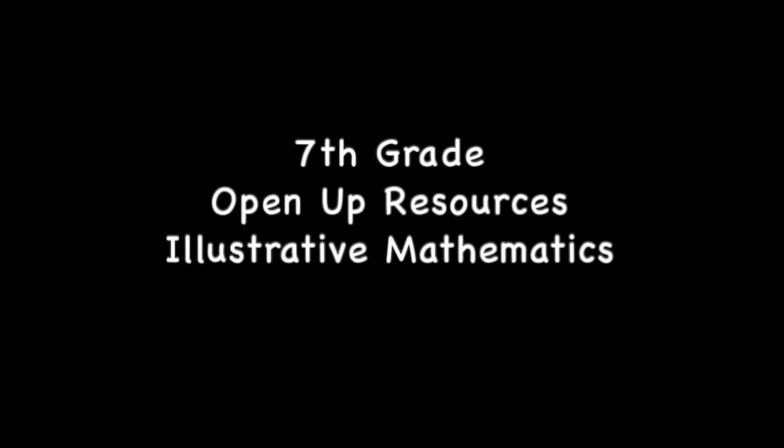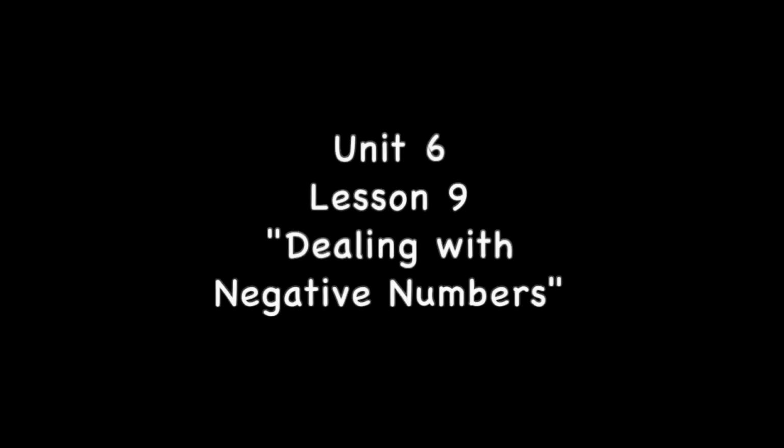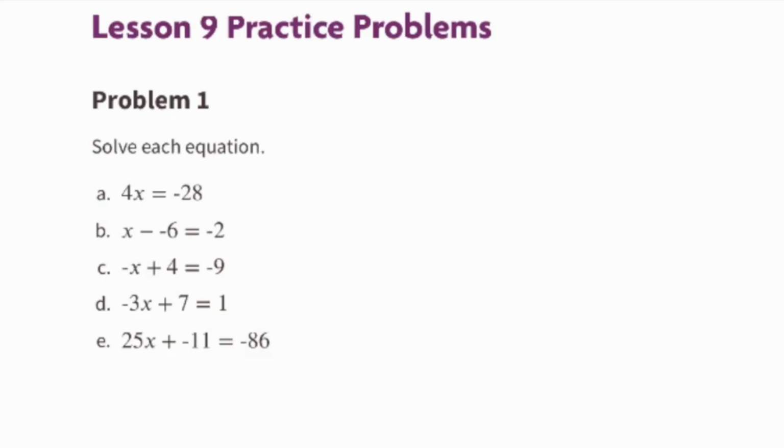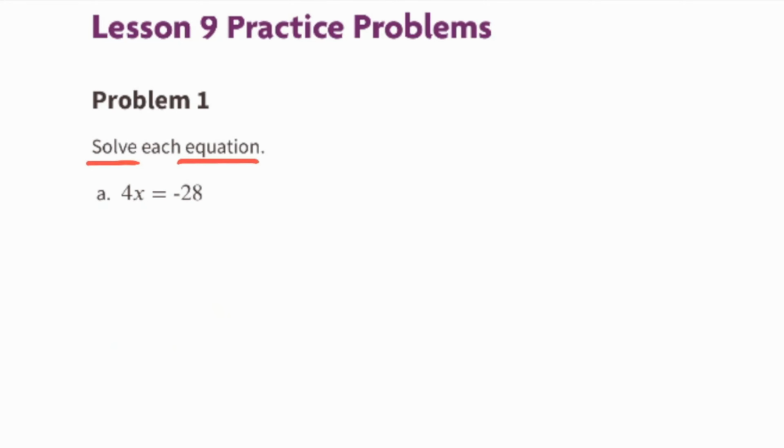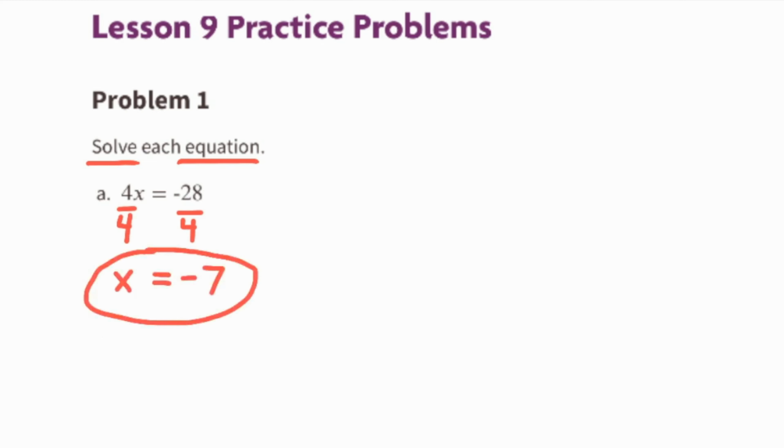Seventh grade Open Up Resources Illustrative Mathematics, Unit 6, Lesson 9, Dealing with Negative Numbers. Problem number 1. Solve each equation. A. 4x equals negative 28. Divide both sides by 4, and you have x equals negative 7.